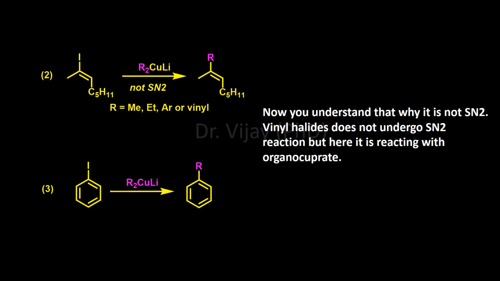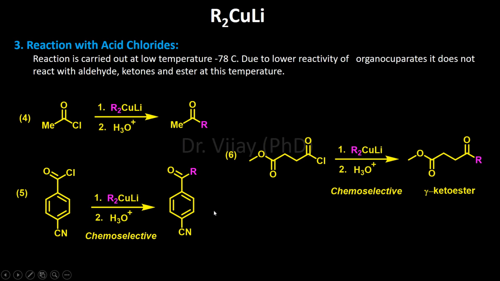The possible mechanism for this reaction is that organocuprates first undergo oxidative addition with alkyl halides and then reductive elimination gives the final product. It could be similar to the Ullmann reaction. This reason also explains the reaction of aryl iodide with Gilman reagent. I hope it is clear to you now.